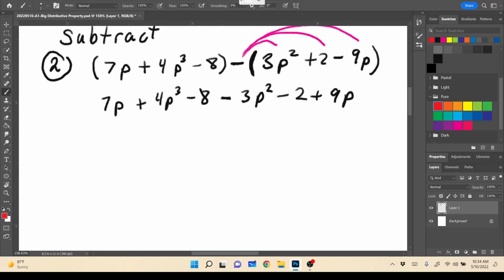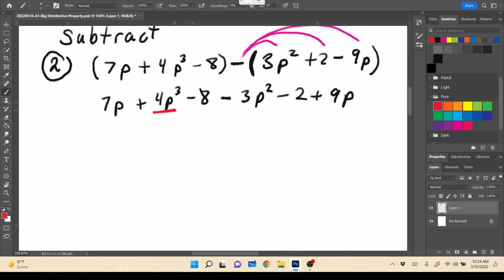4P cubed. What does he go with? Negative 3P squared? No, that's not true, because they don't match, do they? The P cubed does not go with the P squared. It doesn't go with 9P either. It doesn't go with anything because it doesn't have a friend, right? So he doesn't go with anything.